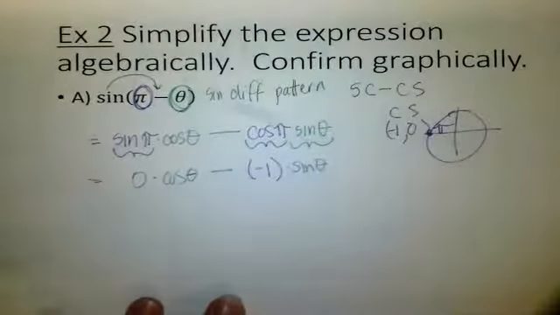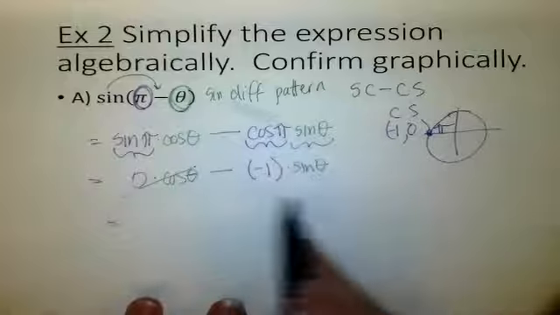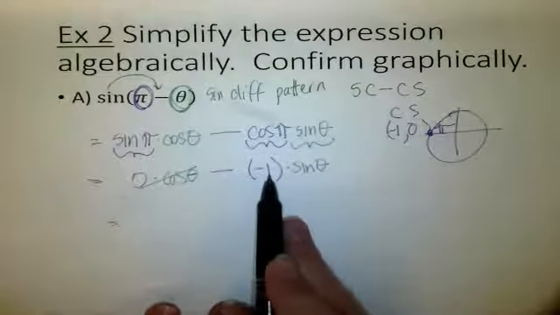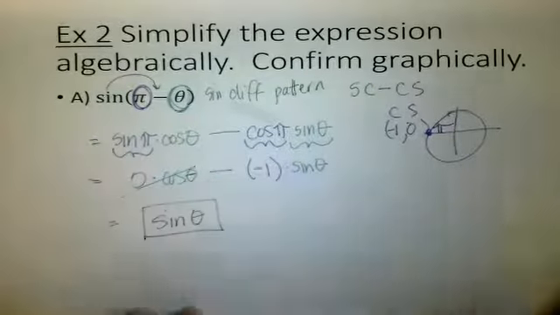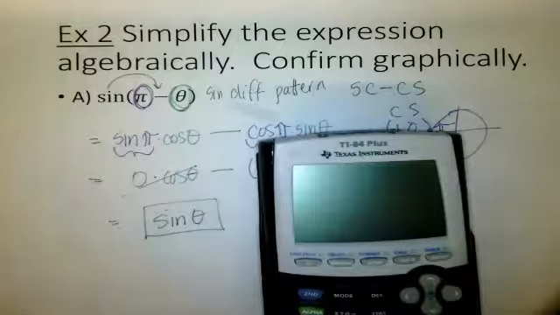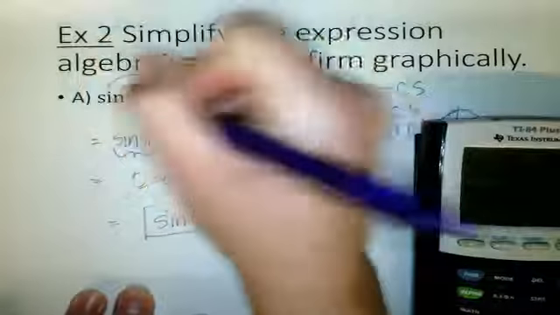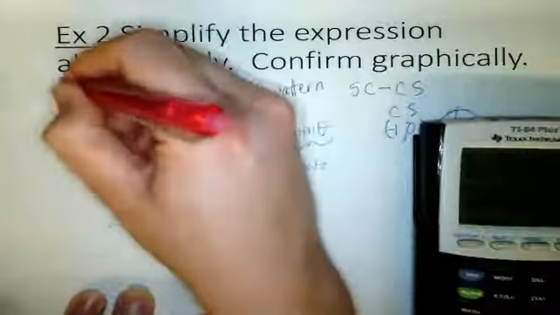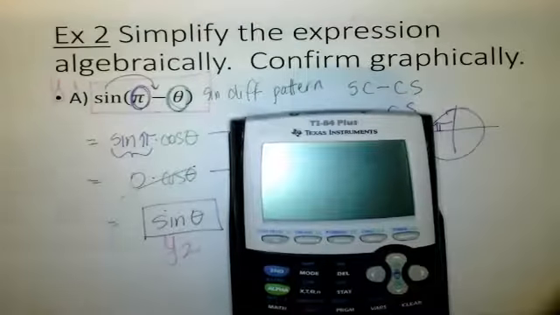What happens here when we go to clean this up? 0 times cosine is 0. And then what do we get on the back end here? Positive sine of theta. Negative times negative turns to positive sine of theta. And supposedly, these two things are the same. So I'm going to go ahead and confirm graphically. What that means is what I started with I'm going to put into y1, and what I'm ending with, I'm going to put into y2. Oh, I need new batteries. Okay.